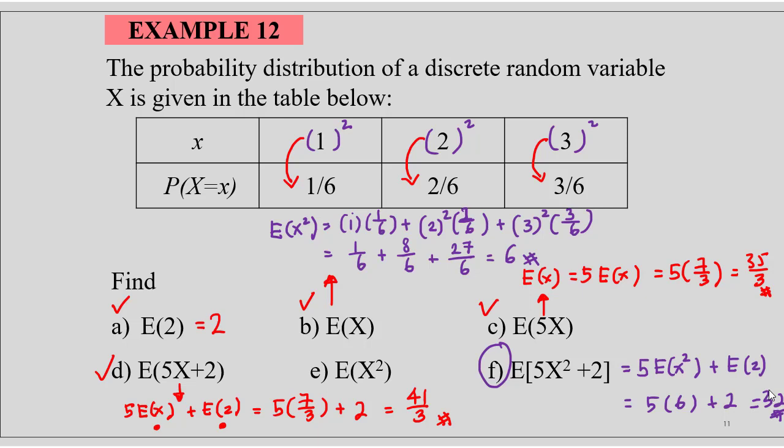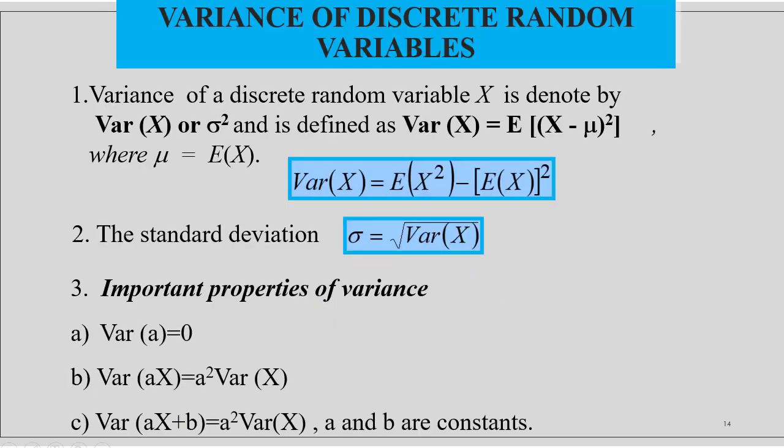For the next one, we are going to learn about the variance. The variance follows the formula: E of X squared, which we just learned how to find, minus the mean squared, where the mean is the expected value that we obtained. And the standard deviation is the square root of the variance.